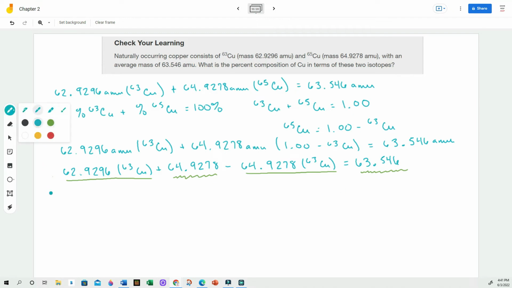And that will give us negative 1.9982 times copper 63, and that is going to equal negative 1.3818. Sorry, that decimal did not come through.